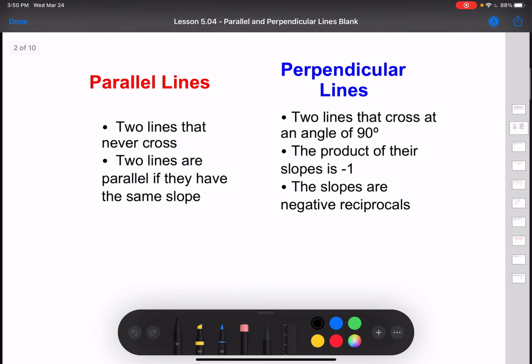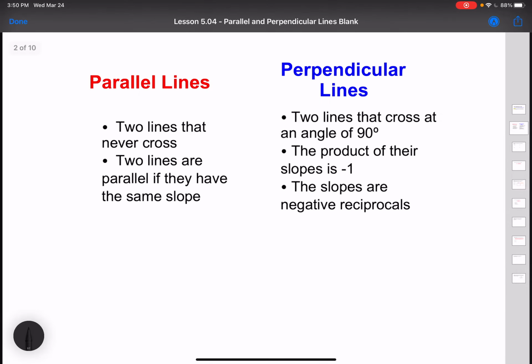First of all, let's go over some definitions. What is a parallel line? Well, we know parallel lines are two lines that never cross. And we can determine based off an equation of a line if they're parallel based off their slope. If they have the same slope, then they'll be parallel. So that's going to be the key: looking at their slopes, checking if they're the same.